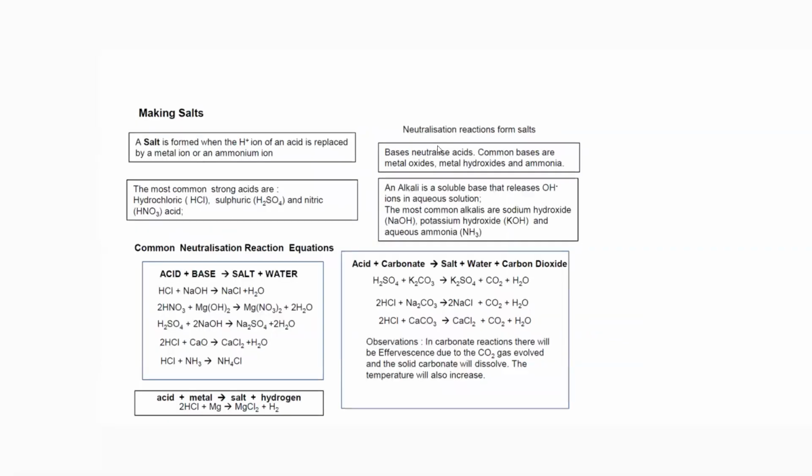Next is how we can make a salt, or methods of preparing a salt. So basically, what is salt? When hydrogen of an acid is replaced by a metal, we call that a salt. For example, HCl is an acid, but in place of hydrogen, if we write a metal, like NaCl, then it will become a salt.